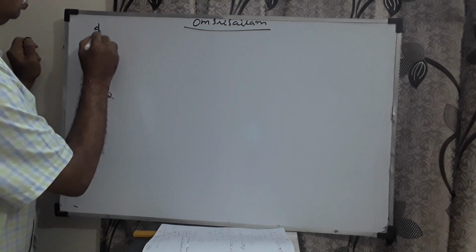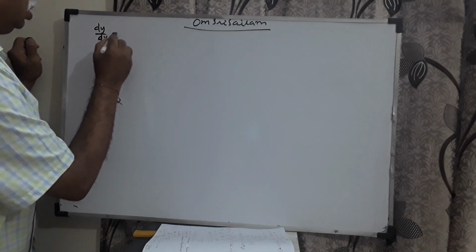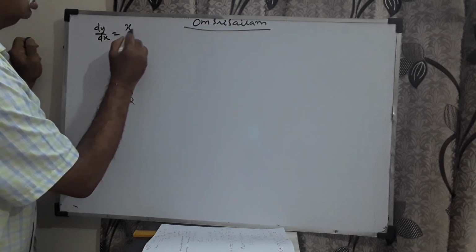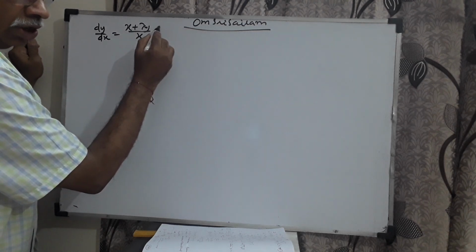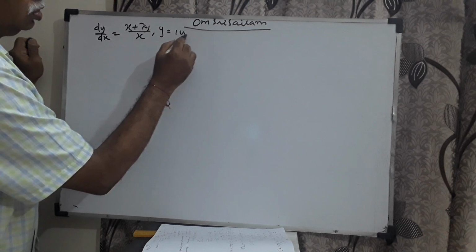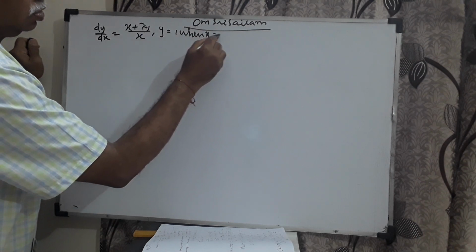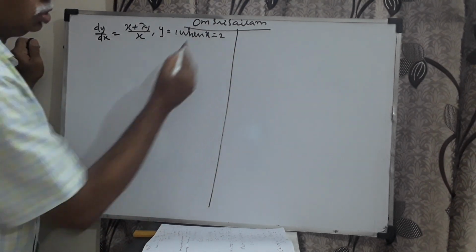In this particular video presentation, we'll discuss some more problems meant for students of class 12 of CBSE. The first problem goes like this. Solve dy by dx is equal to (x plus 7y) by x, given that y is equal to 1 when x equal to 2. This is what is given to you.